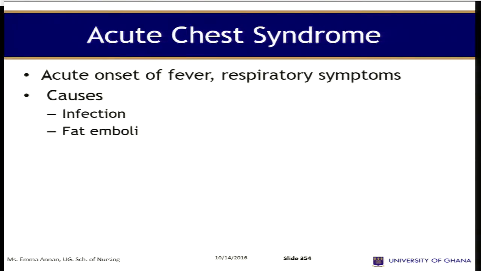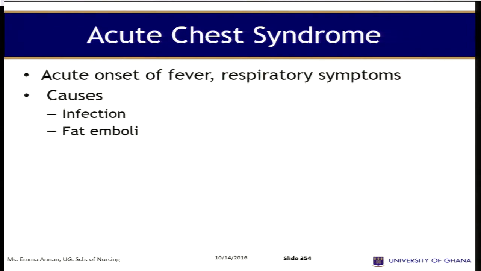The last one is the acute chest syndrome. For this particular one, there is fever and there are respiratory symptoms, and the causes are mostly a result of infection and fat emboli. So we are moving on.